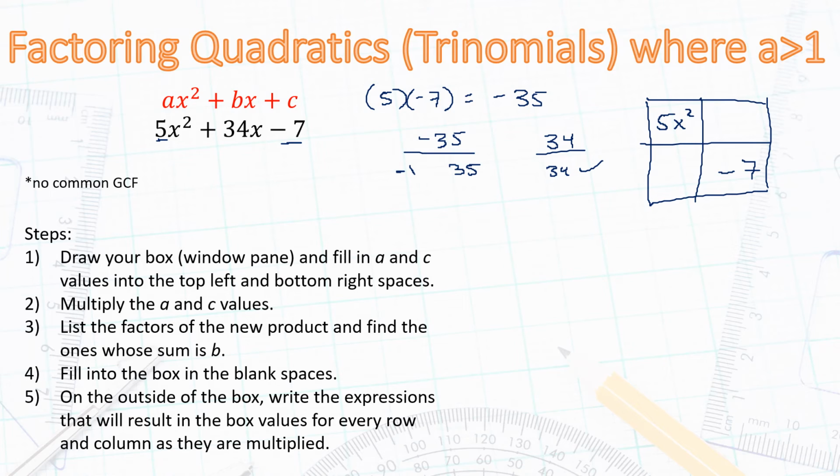So in my box, minus 1 goes in one box with an x, and 35 goes in the other one with an x.